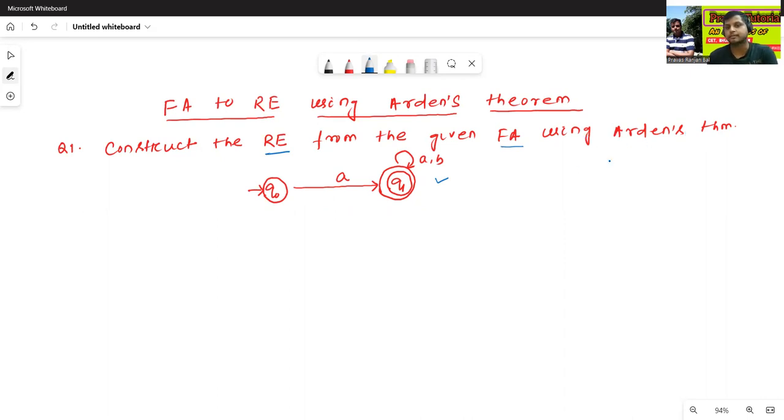Arden's theorem means, suppose P and Q are two regular expressions, and P does not contain epsilon, or P is not equal to epsilon. Then for the equation R equals Q plus RP, what is the solution? The solution is R equals QP star. P and Q are two regular expressions and P does not contain any epsilon. Then the equation R equals Q plus RP has the solution R equals QP star.